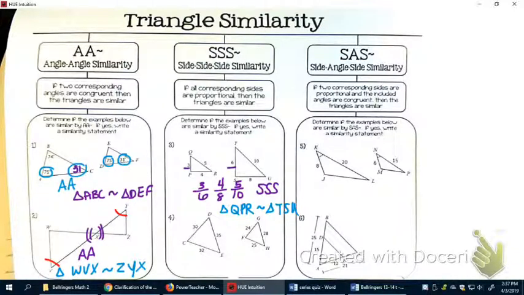All right, number 4. I see all the sides are marked because they have numbers on them, but I just need to check their proportions. So 30 over 24, 30 over 25, 35 over 28. What do you think? Divide them, see if you get the same thing. And you do not, so they're not similar.